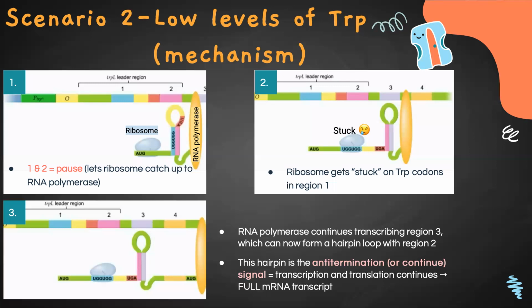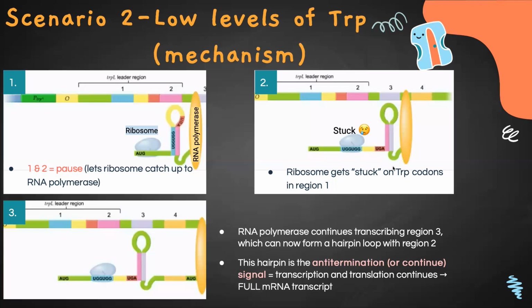But how can RNA polymerase keep on transcribing? Before, it couldn't because the ribosome was far behind. Now it's close enough while it's stuck. So it was paused because 1 and 2 were complementary together. So 1 and 2 is the signal to cause the pause. Now that 1 and 2 are not together and 2 and 3 are together, that means the RNA polymerase can continue on.